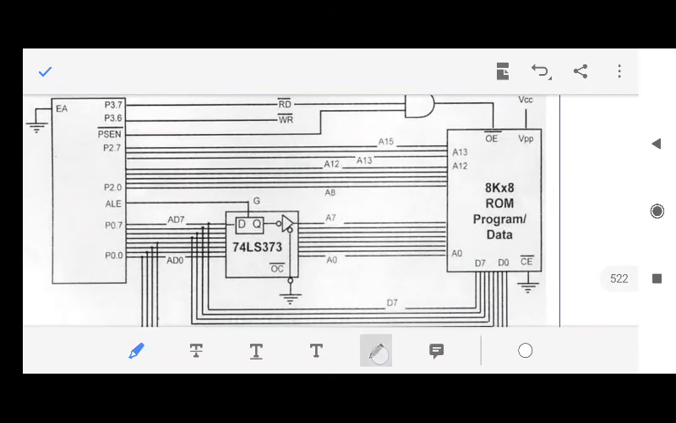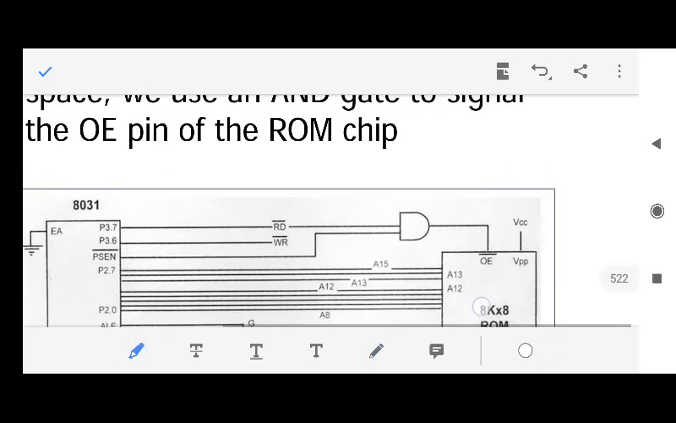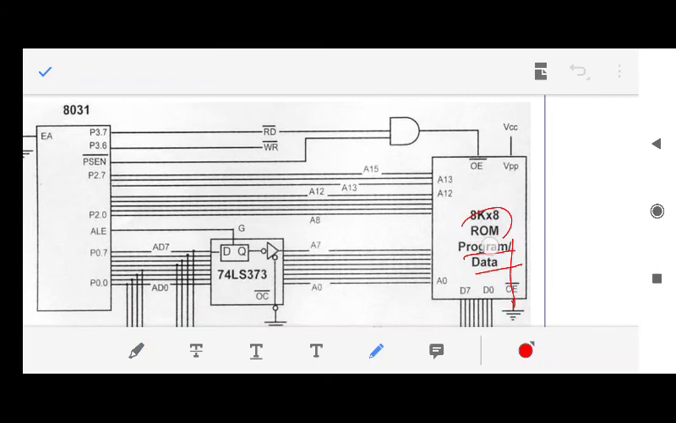This is the 8K by 8. Fine. And it is using the address line. So this is the same. This is the ROM, which can be used either as program or as data. It can be used as program also, it can be used as data also. This is a good question. What it is doing, it is using the same ROM for data also and for program also.